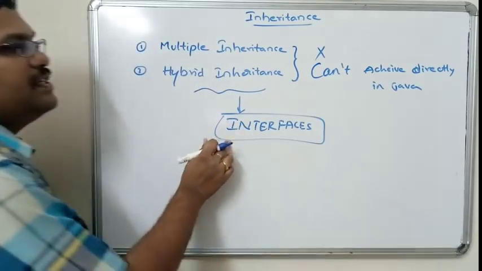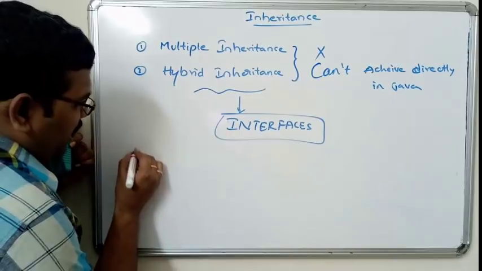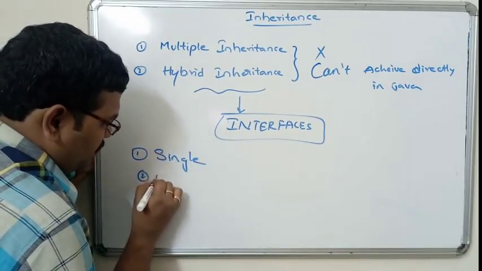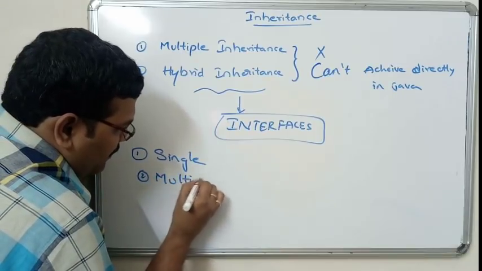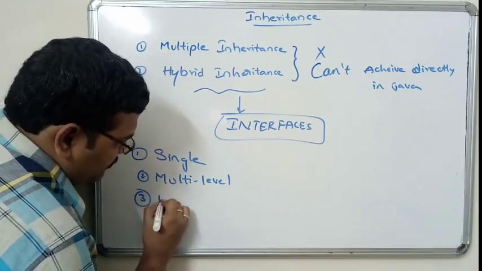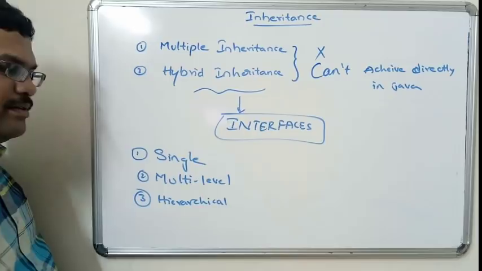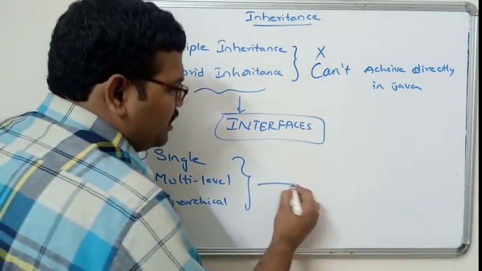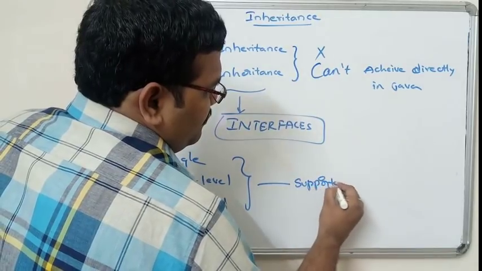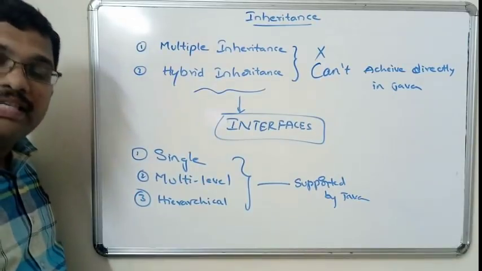By using these interfaces we can implement these two inheritance also, right? So we are having only three: single inheritance, multi-level inheritance, and hierarchical inheritance. So these three concepts will be supported by Java. Right? So let us see one by one.